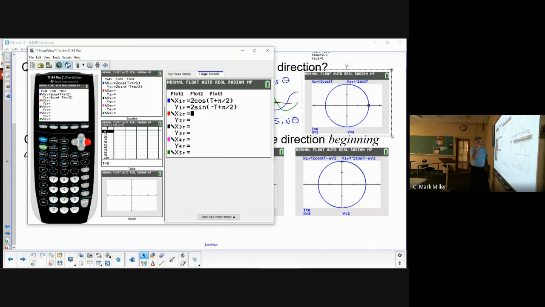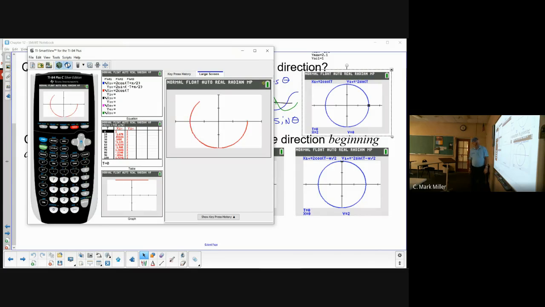Let's do this one. So we have 2 cosine t. Down here we have 2 sine minus t. This is what we had, and then we added the pi over 2, right? We expect this to go the opposite direction. We expect this to go clockwise. Here we go, you ready? That one went clockwise. How did adding the pi over 2 make it go counterclockwise?